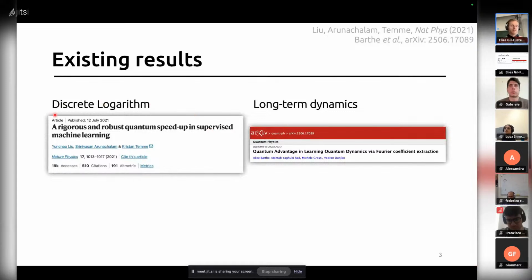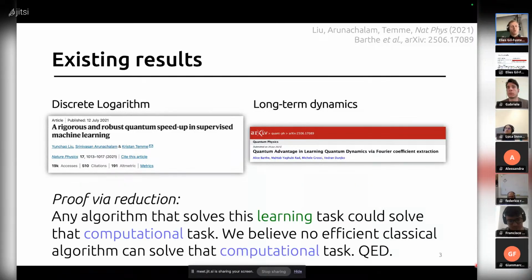There are some examples of this. One is one of, I guess, the more celebrated papers in quantum machine learning theory. The other one I highlight is more recent. It's from Vedran's group and some people at CERN, and it has more of this condensed matter physics flavor. But in both of them, the zoomed out argument is: I will set up a learning task such that any algorithm that solves the learning task could solve a computational task. In this case, it's either computing the discrete logarithm or predicting long-term dynamics of evolving under some Hamiltonian. Because we believe that no efficient classical algorithm can solve the computational task, it follows that no efficient classical algorithm can solve the learning task. This is a somewhat straightforward reduction.